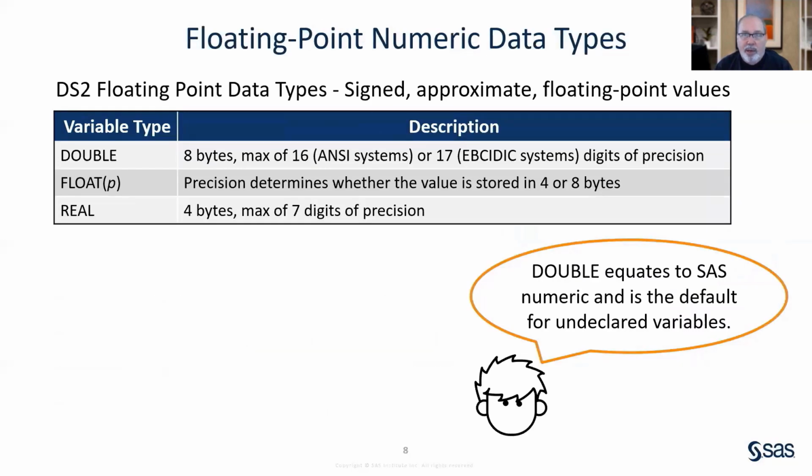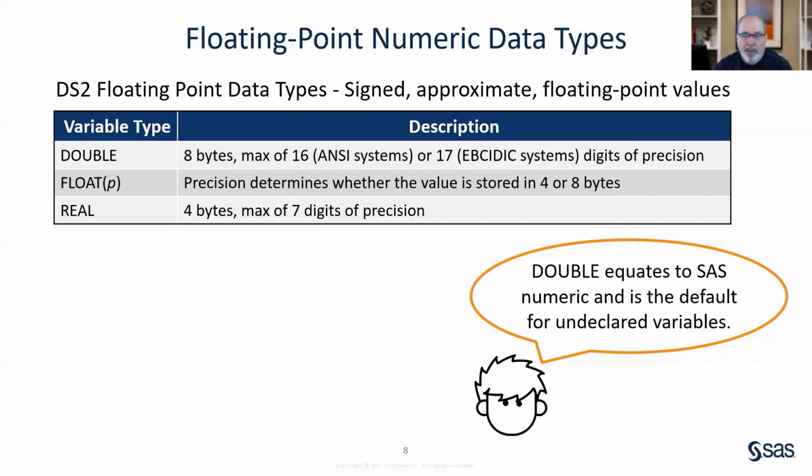The next data type I'd like to talk about is floating point numeric. Floating point numeric data types store a signed but approximate value with a floating point. These come in basically 2 flavors with a float kind of in between. Double precision numeric is the standard SAS numeric value. And in DS2, it's the standard value for an undeclared variable that you can't tell what type it is from the context. Double precision floating point values are stored in 8 bytes.